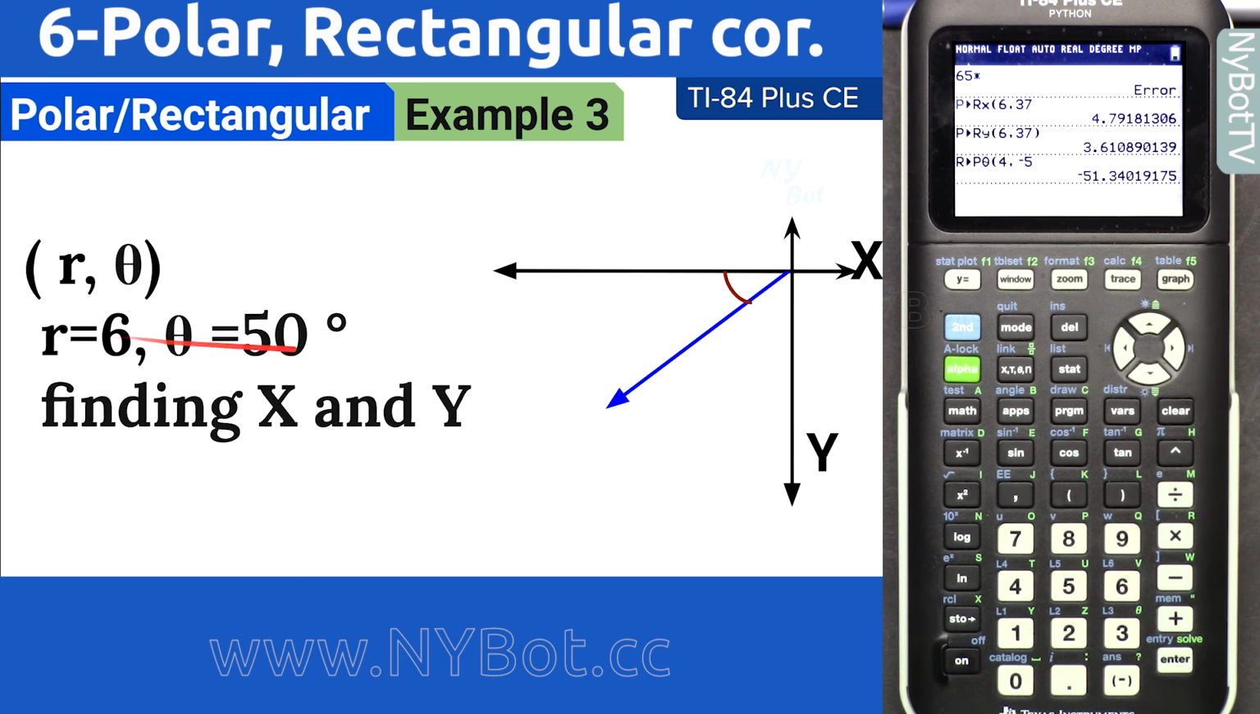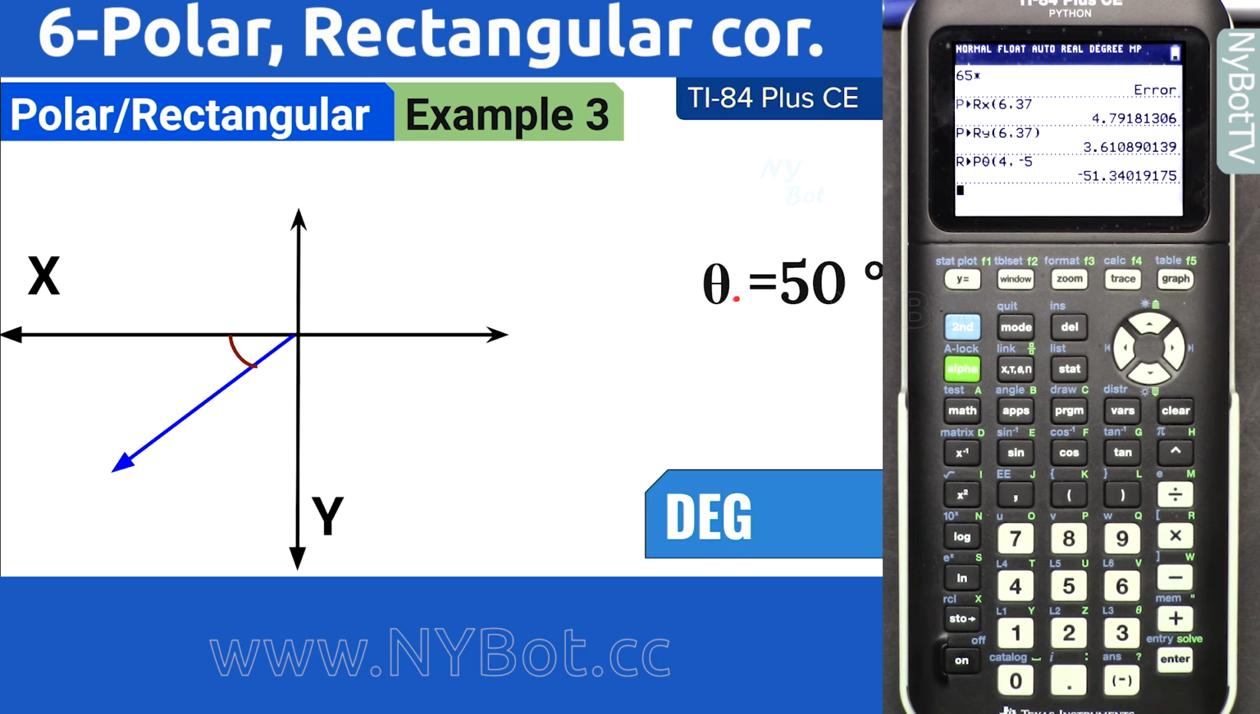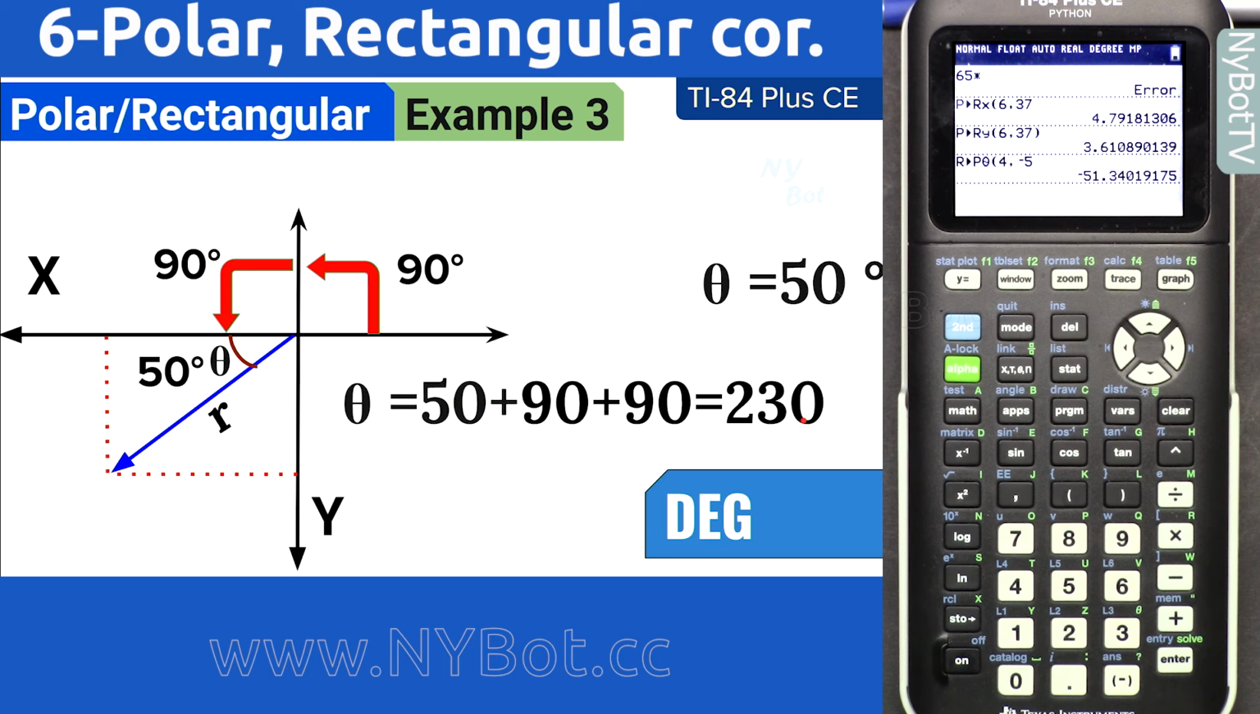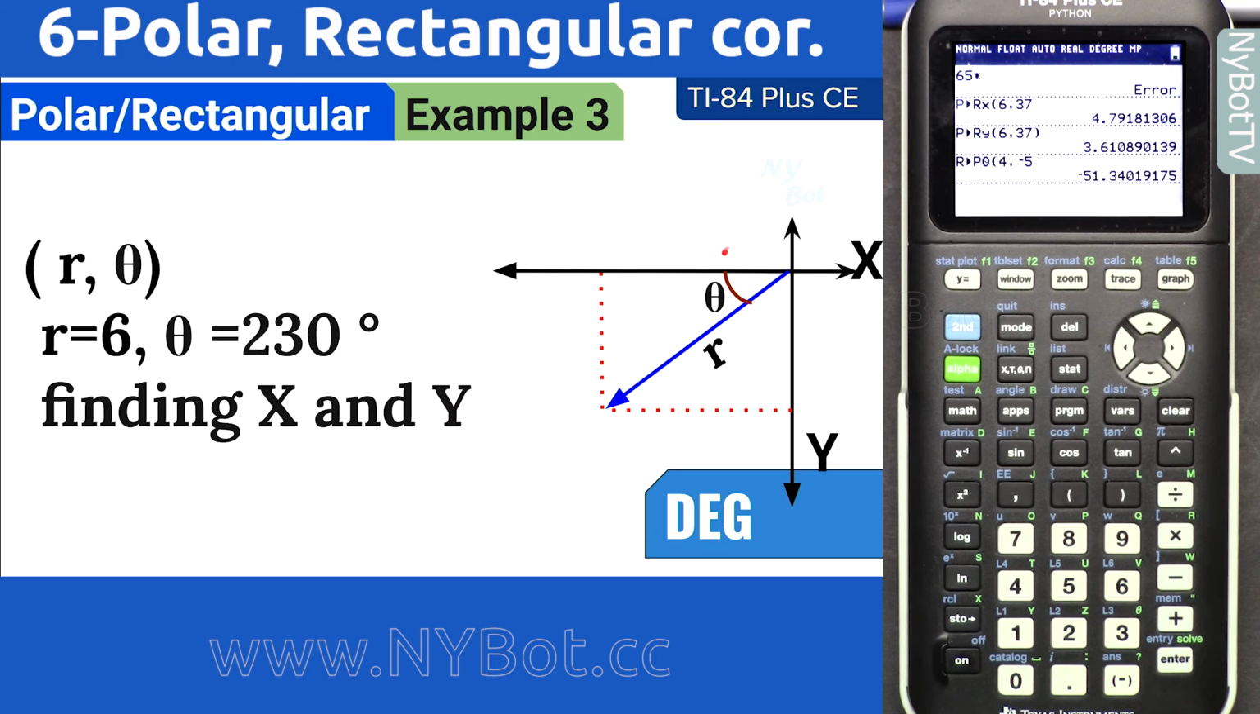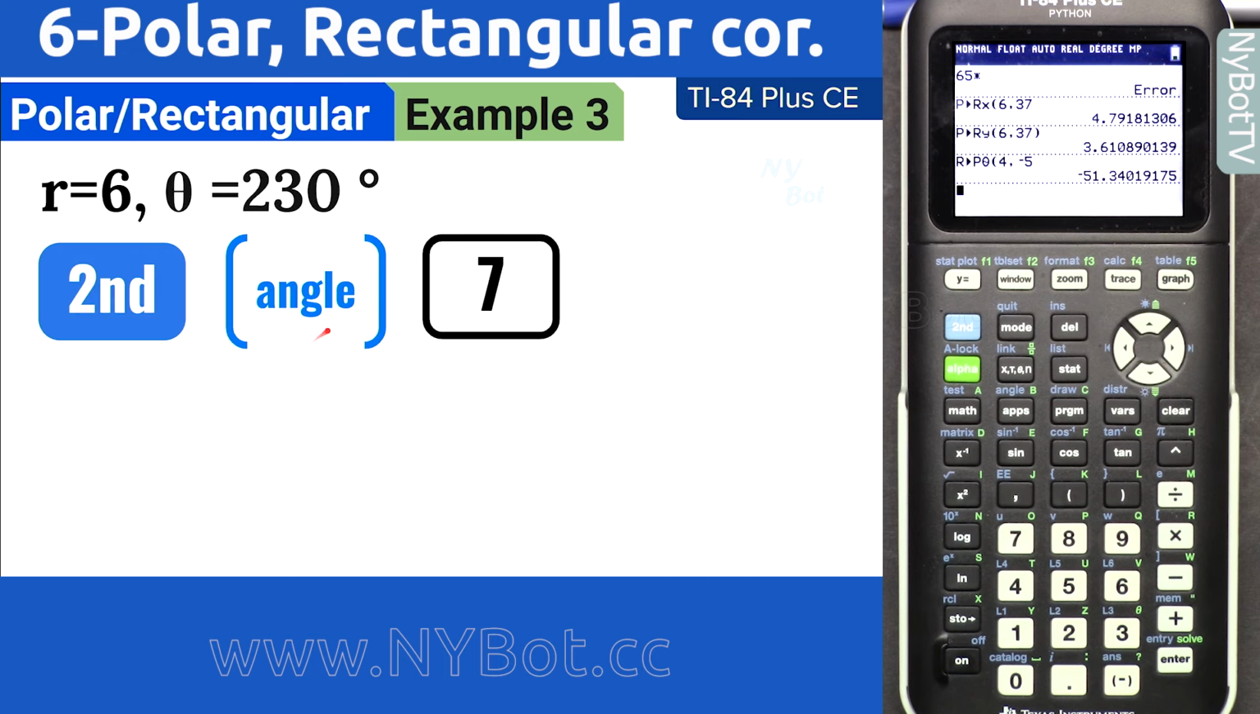Now we have this theta 50 degrees and then r 6. We want to find x and y. So this 50 degrees that you see here is not the 50 degrees that you will enter in the calculator, because we have first quadrant 90 degrees, and then 90 degrees, and then 50. So we have to add them all together before entering it. So our angle is now 230 degrees.